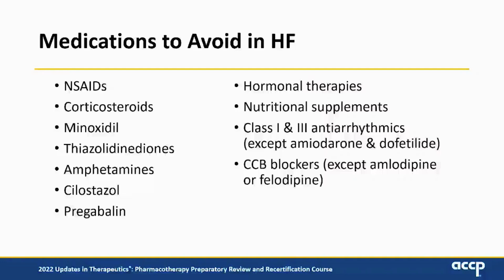Our calcium channel blockers like diltiazem and verapamil are negative inotropes, so we want to try to avoid those as well. We know that our TZDs and pregabalin also have some calcium channel blocking abilities, so those are also things to avoid. Amphetamines, this makes sense. They activate the sympathetic nervous system, which is detrimental in these patients, so avoiding that. Cilostazol and antiarrhythmics, also things to avoid. They can have proarrhythmic effects in patients with heart failure. Exceptions here for antiarrhythmics are amiodarone and dofetilide, which we're going to talk about in detail later. And then in general, hormonal therapies and nutritional supplements because they may have drug interactions or they may worsen risk factors for heart failure like hypertension.